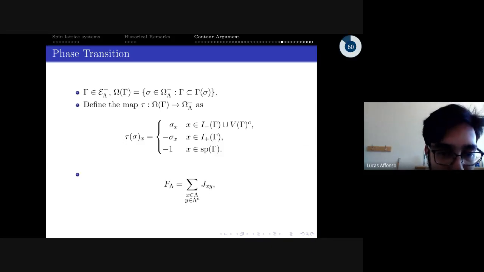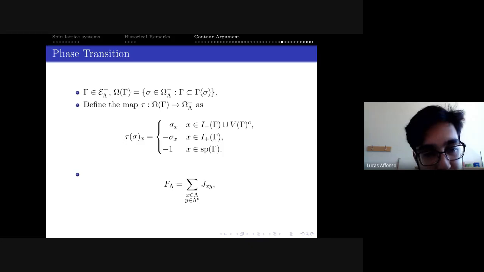And now we introduce this quantity that is generalized contribution from the long range.